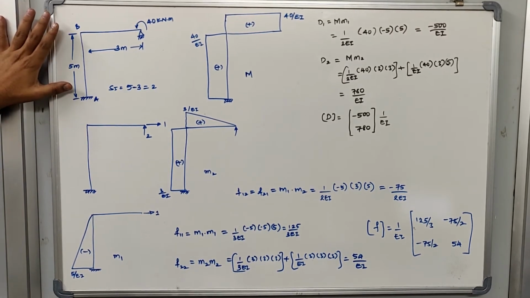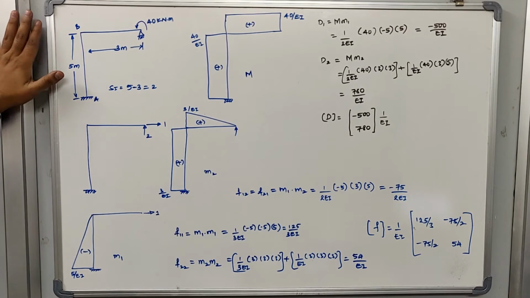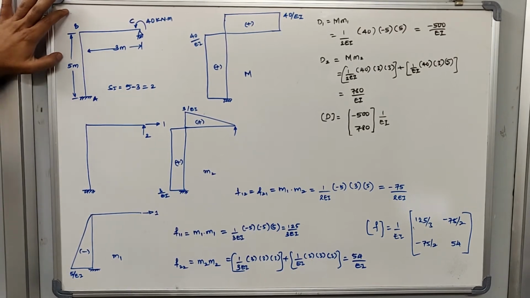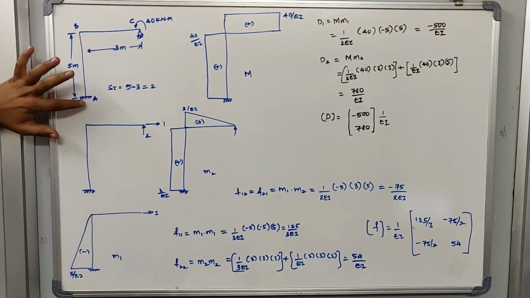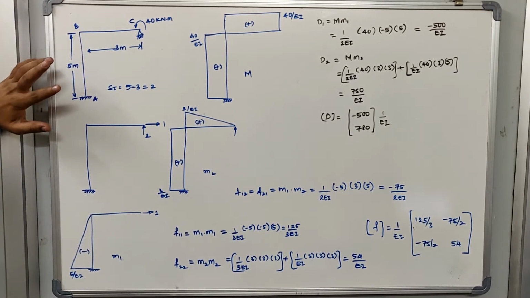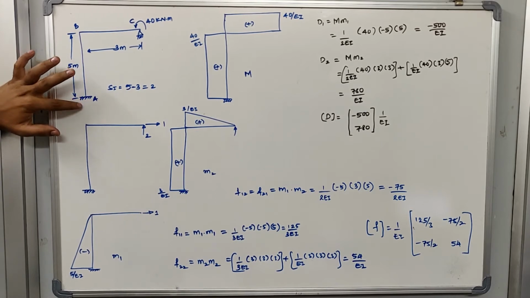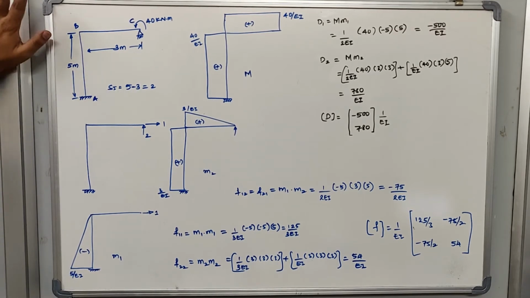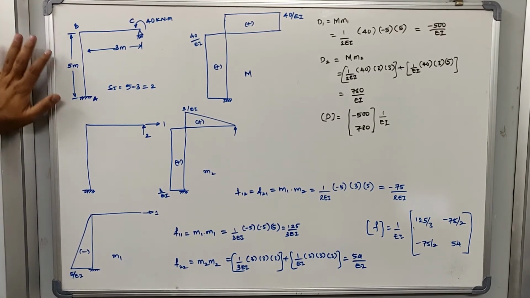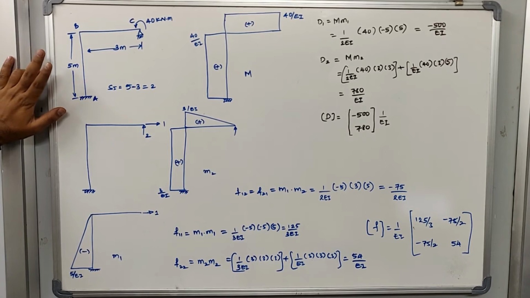In this given frame, let us first identify the number of reactions we have. Looking into this frame, we can identify there are 3 reactions at joint A and 2 reactions at joint C. At joint A, there is a vertical, a horizontal, and a moment reaction. At joint C, we have only 2 reactions: one horizontal and the other vertical. So the total number of reactions is 5, and we know that in this frame there are 3 equilibrium equations which can be used. So 5 minus 3, it will be 2 redundants, which we have to remove.